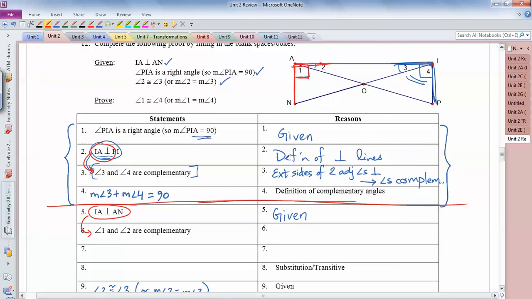So now they're saying, well, 1 and 2 are complementary. Well, that's the same exact setup as before, so the reason's going to be just like number 3. The exterior sides of two adjacent angles, if they're perpendicular, then the angles are complementary.